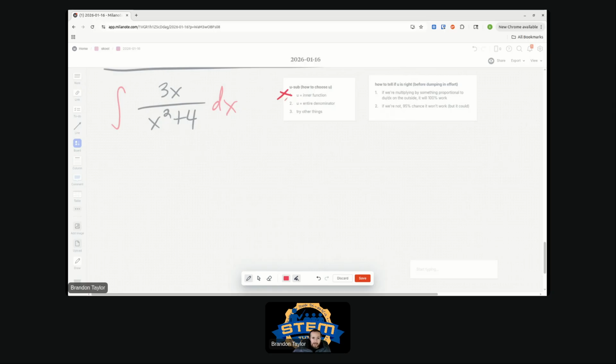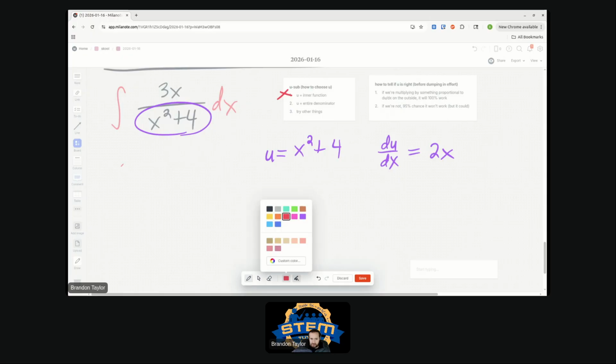We can do that. Here, u is equal to the entire denominator. We do have a denominator here. The keyword is entire. Don't just say x squared, do x squared plus 4. So if u is x squared plus 4, then what's du dx? 2x. And then remember, I like to circle that. So here's the magic question. Are we multiplying by something proportional to the derivative of u? We are, but it might not be obvious in its current format.